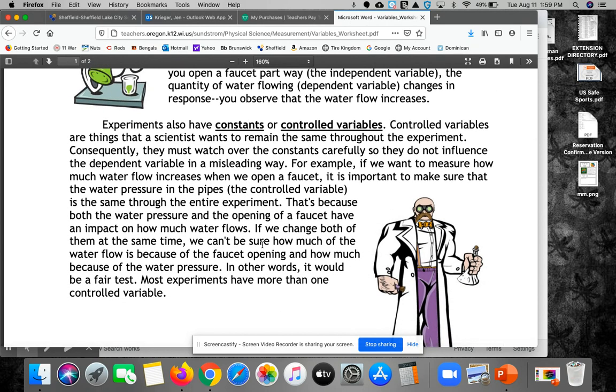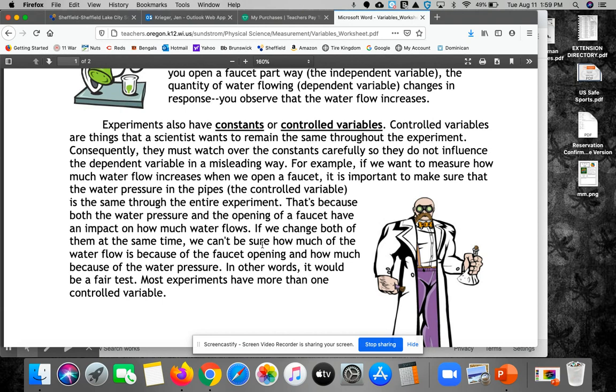Experiments also have constants or controlled variables. Control variables are things that a scientist wants to remain the same throughout their experiment. Consequently, they must watch over the constants carefully so they don't influence the dependent variable in a misleading way. For example, if we want to measure how much water flow increases when we open a faucet, it's important to make sure that the water pressure in the pipes, which is the controlled variable, is the same through the entire experiment. That's because both the water pressure and the opening of a faucet have an impact on how much water will flow.